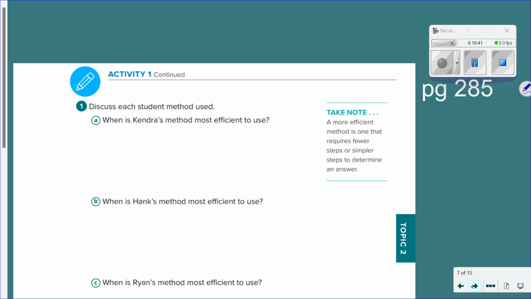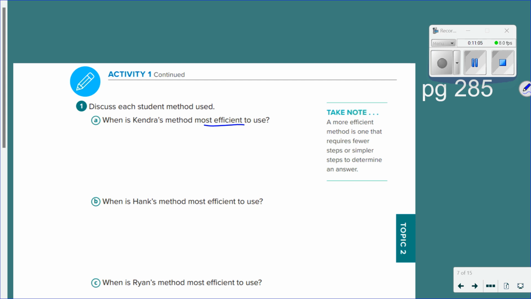Okay. So now we're going to discuss each method. This is Mr. Chan's favorite part. Kendra's method. When is this? And here's your key. Most efficient. So when do you think it'd be easiest to use Kendra's method? I'll give you a hint. What did she do to her fraction right away?